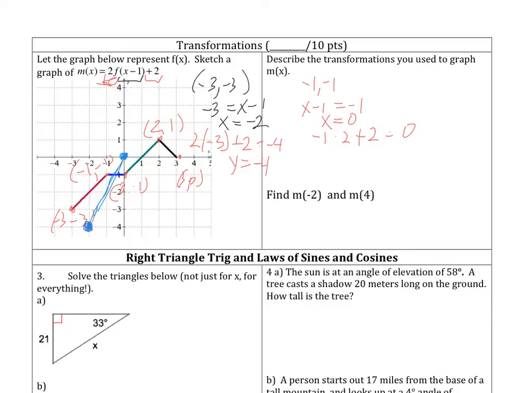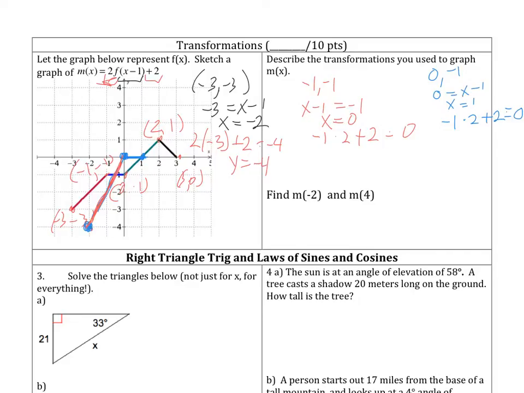It actually might be a little bit more effective to use red to show that that's replacing the red segment. My next point is going to be 0, negative 1. 0 equals x minus 1. That means that x equals 1. And then I'm going to take negative 1 times 2 plus 2, and I get 0 as an answer. So we're looking at the point 1 comma 0. And I'm going to use my blue because that's the blue section.